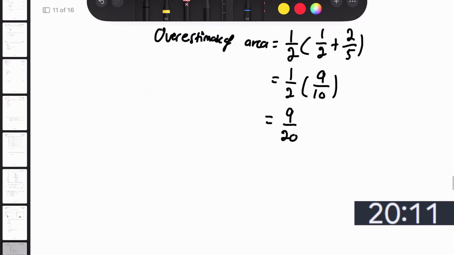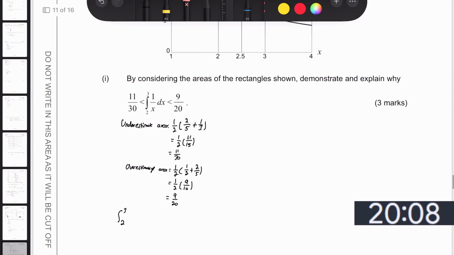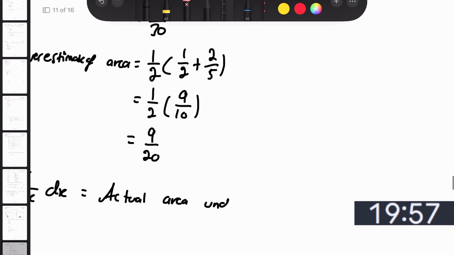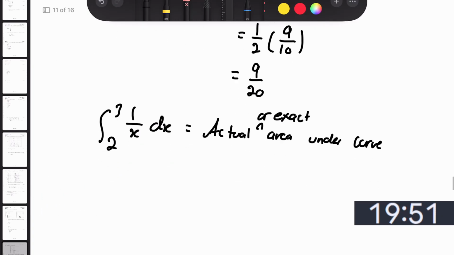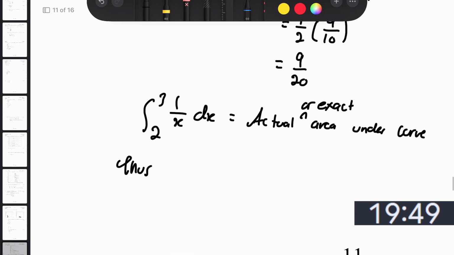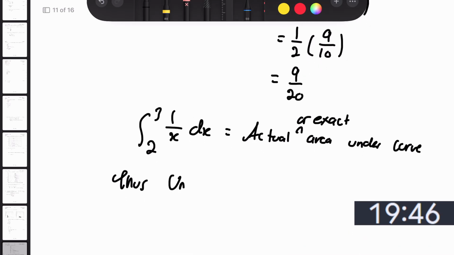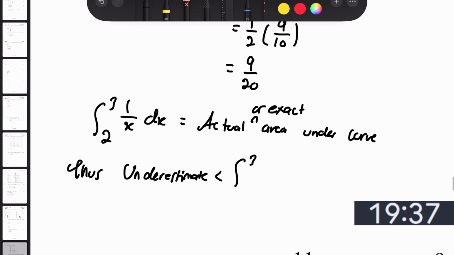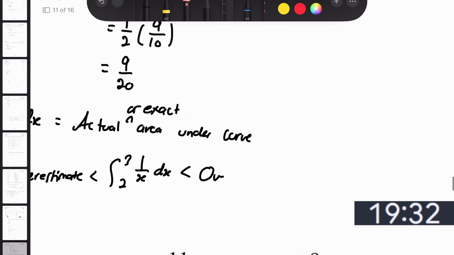And then I'll say the integral from 3 on 2 of 1 on x dx equals the actual area on the curve, actual or exact. Thus it must be an underestimate. I have some time, so I'll write the full thing. The underestimate must be less than the integral from 3 on 2 of 1 on x dx, which must be less than the overestimate.